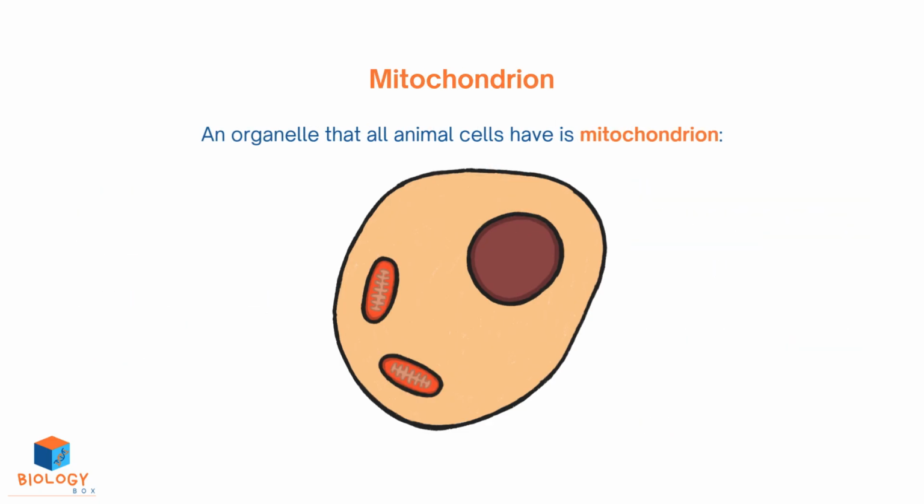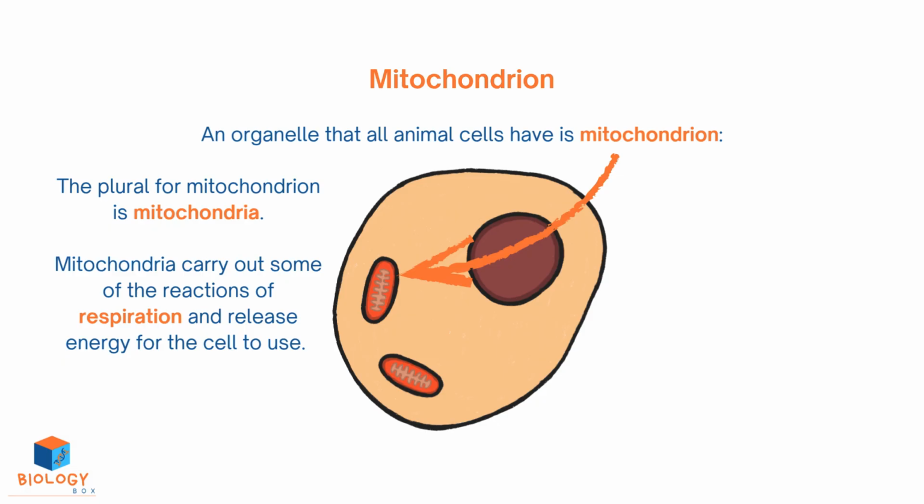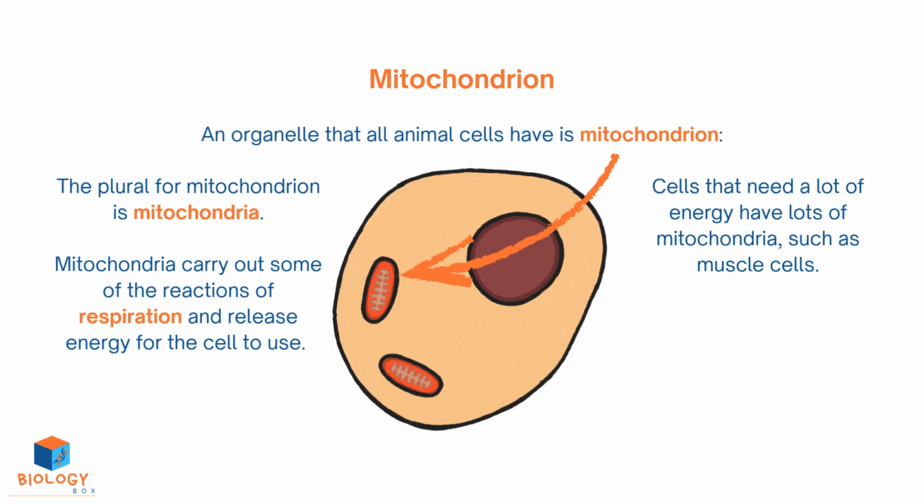An organelle that all animal cells have is mitochondrion. The plural for mitochondrion is mitochondria. Mitochondria carry out some of the reactions of respiration and release energy for the cell to use. Cells that need a lot of energy have a lot of mitochondria, such as muscle cells. Mitochondria are the powerhouse of the cell.